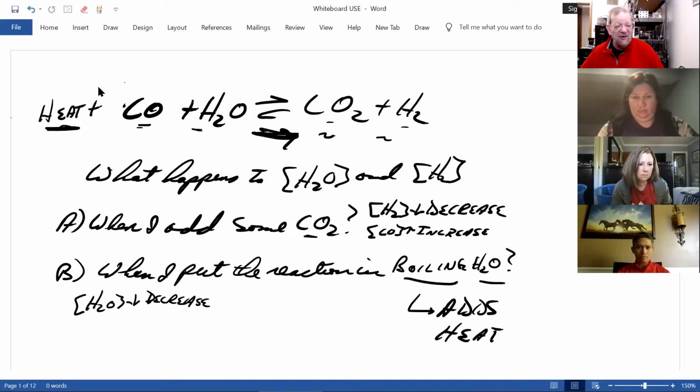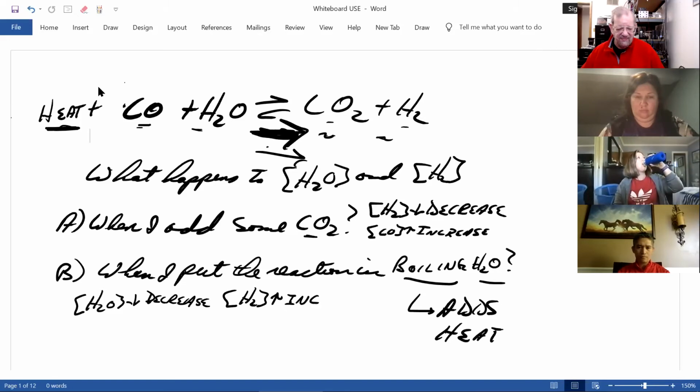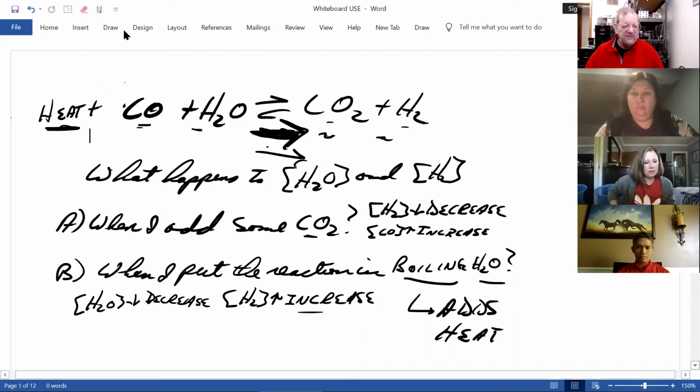And since we're going this direction, can I make that arrow any sloppier? Yes, I can. But anyways, we're going in this direction and we're going to make more carbon dioxide, CO2, and more hydrogen. And if you make more of something, hydrogen, the amount you have will increase. And that's how you do it.